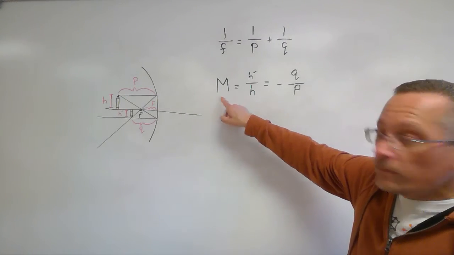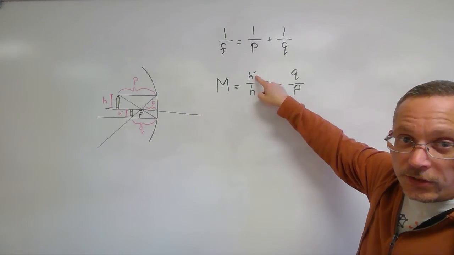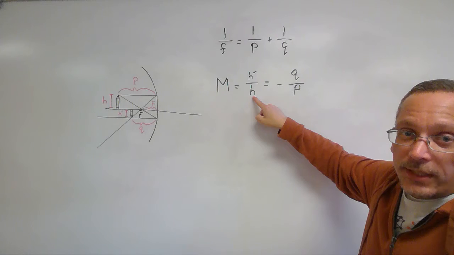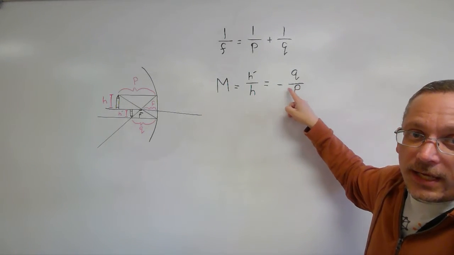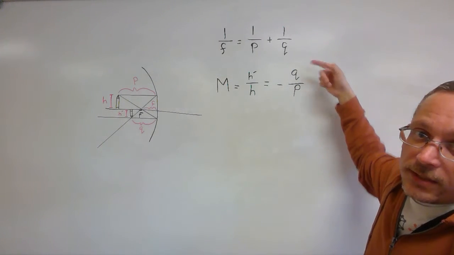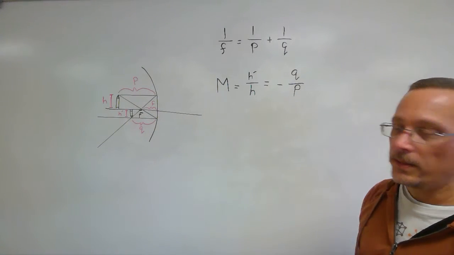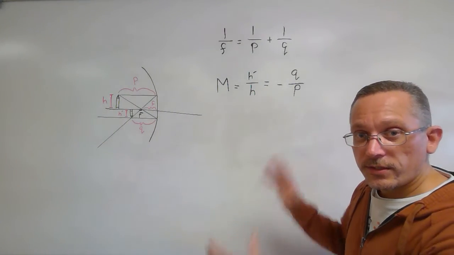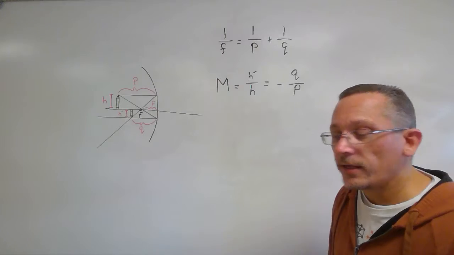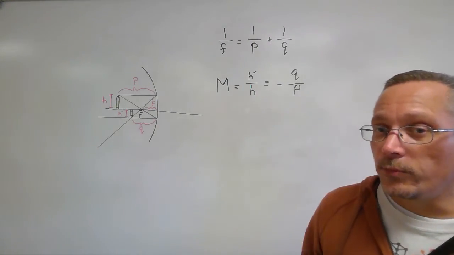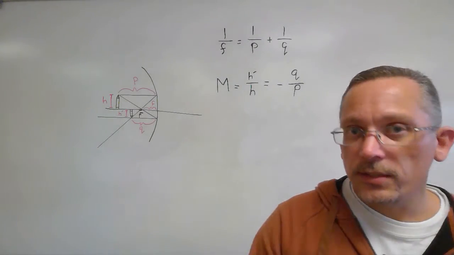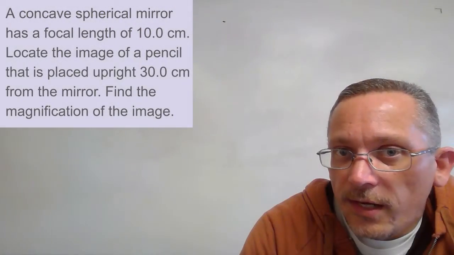The magnification would be the height of the image divided by the height of the object. Or alternatively, you could take negative the image distance divided by the object distance. So, there's some stuff that we can do mathematically with this. Let's go ahead and take a look at a problem where it's going to ask us to use this. All right, let's have a look here.